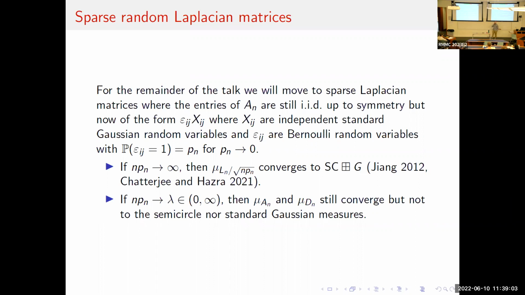The way I like to think about the difference between these models is that in this first model, the expected number of non-zero entries is going to infinity, and in the second model, the expected number of non-zero entries is going to some constant. I should mention, I'm using Gaussians here just to streamline the presentation. Every result, including this one and this one, generalizes at least a little bit, but usually quite a bit. Any questions about these sparse models before I move on to the results?